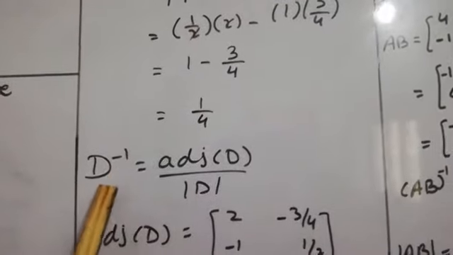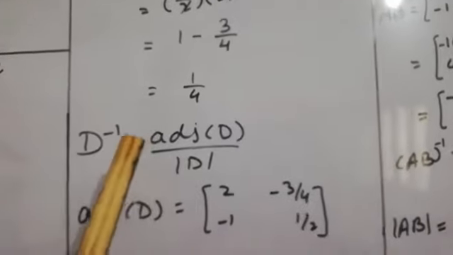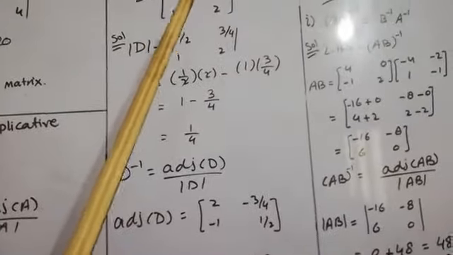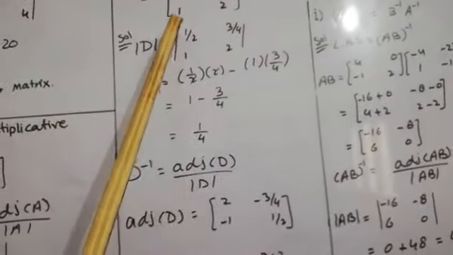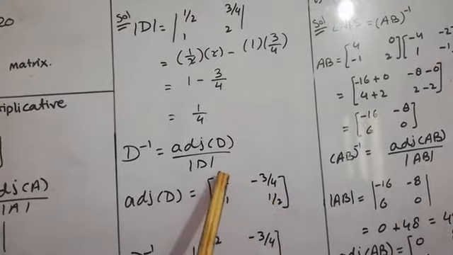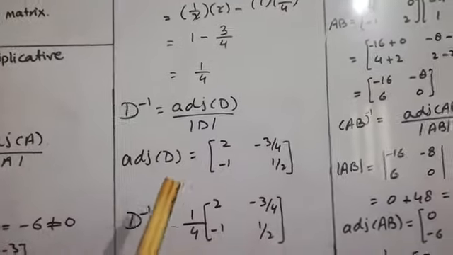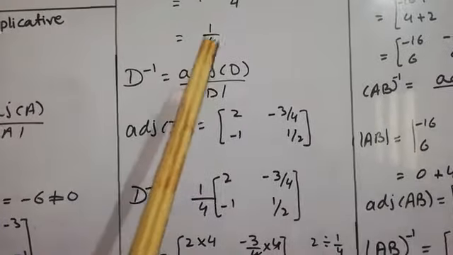Now put the formula: D inverse is equal to adjoint of D divided by D determinant. And my dear students, first we will take the adjoint. How can we take the adjoint? We will interchange the values of the diagonal, so A becomes D and D becomes A, and we will change the sign of the other diagonal values, and after that we will divide.